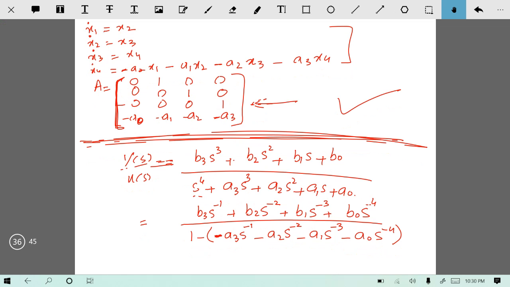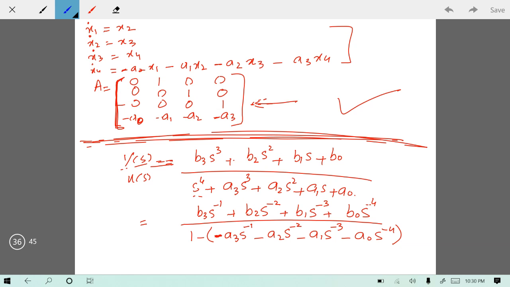Now let's try to make a signal flow graph from this equation. How many paths are there from input to output? There are four paths from input to output: b3 s inverse, b2 s minus 2, b1 s minus 3, and then there is b naught s minus 4.